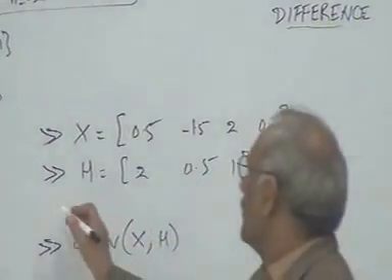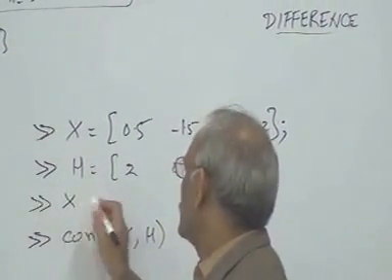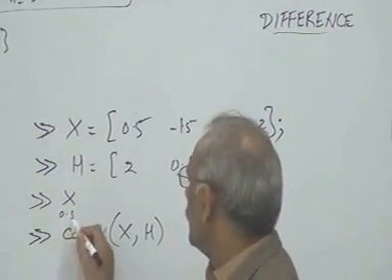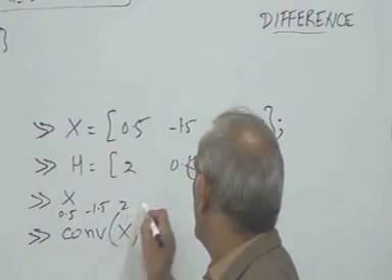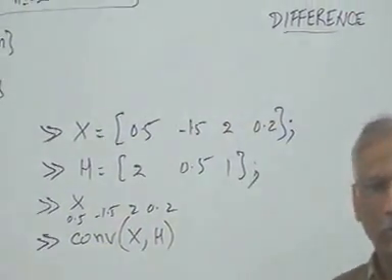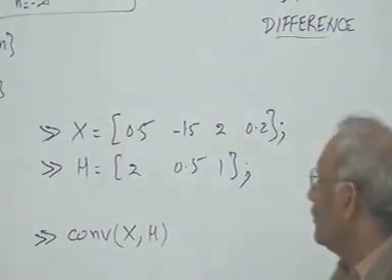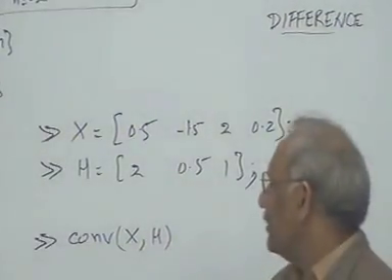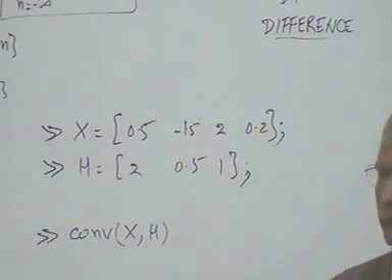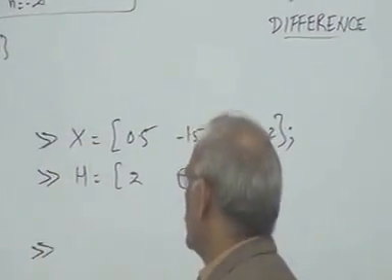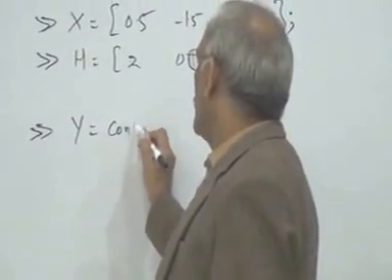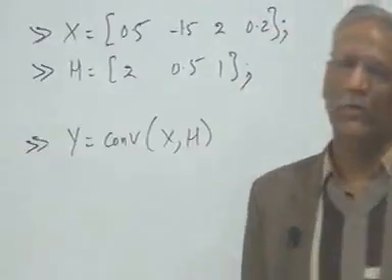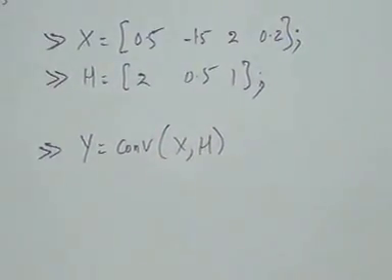If you want to check, you can just type x at the command prompt and press enter. Because it is without a semicolon, you will see that it echoes back 0.5, minus 1.5, 2 and 0.2. So you know that it has these things stored. Now if you type conv x and h, it will give you the result of the convolution. Or you can do this: y is equal to conv x comma h. Whatever convolution is there will get stored in y.